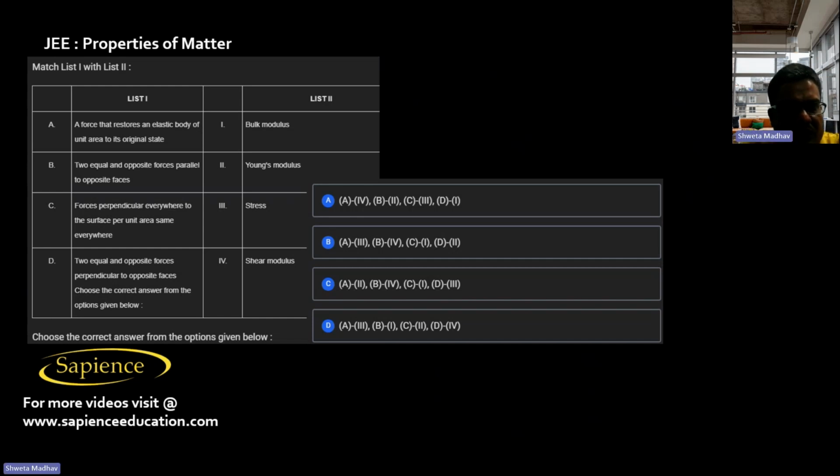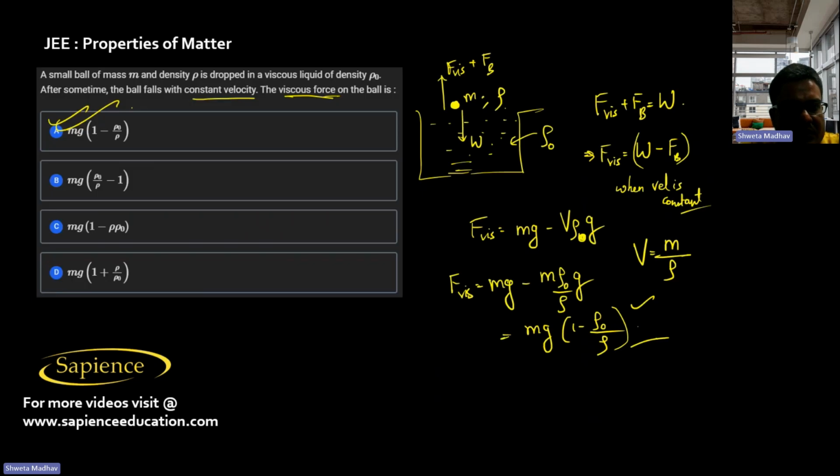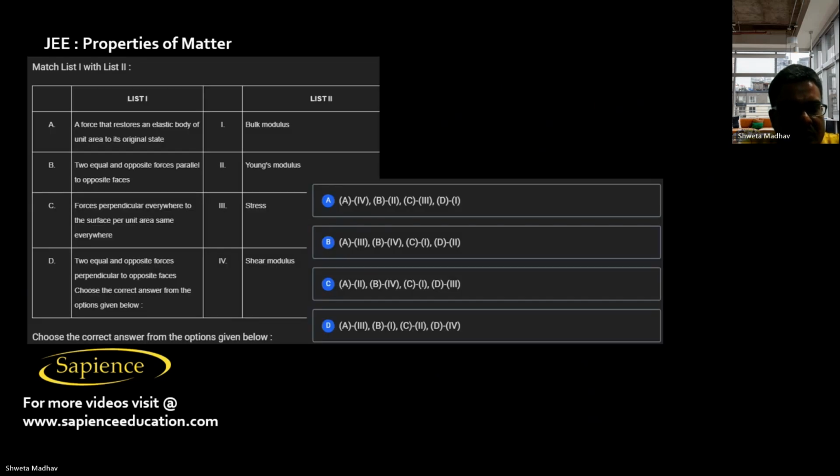And here it is told a force that restores an elastic body of unit area to its original state. And two equal and opposite forces parallel to opposite faces. So that will be causing shear modulus. So B will be the fourth one. So it means we have to choose from B and C.